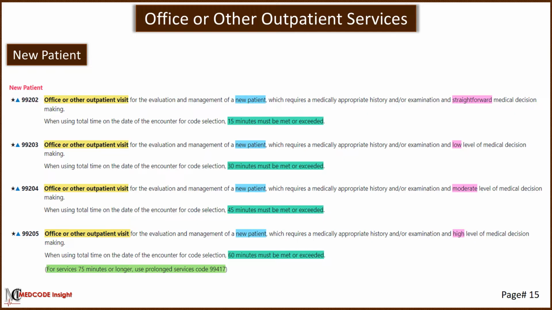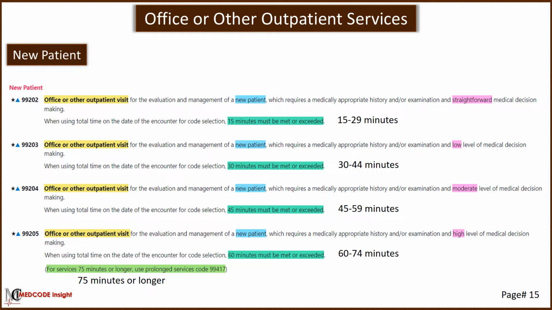When using total time on the date of the encounter for code selection, the total time is a single amount, which is the lowest number of minutes in the current range for each code. This time must be met or exceeded. For code 99202, 15 minutes must be met or exceeded. The time range should be 15 to 29 minutes.